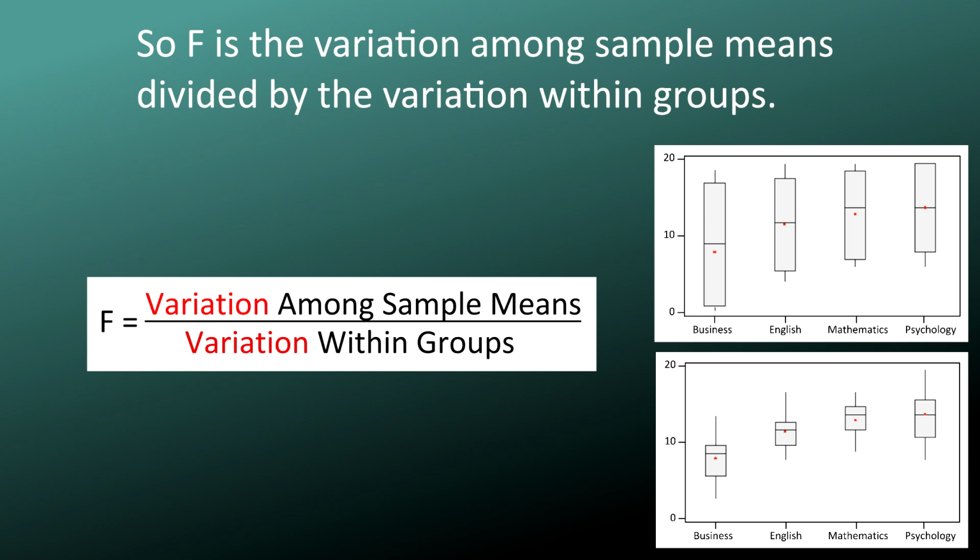In other words, we need to look at the quantity, variation among sample means divided by variation within groups, which measures to what extent the difference among the sampled groups means dominates over the usual variation within sampled groups, which reflects differences in individuals that are typical in random samples.